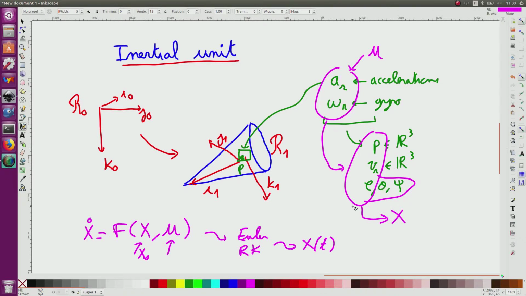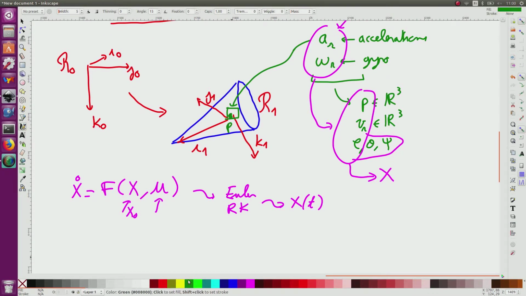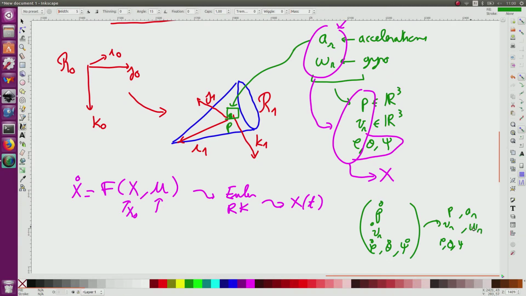So to have this, I will have to write P dot, VR dot, and phi dot, theta dot, and psi dot, all with respect to themselves, so P, VR, phi, theta, and psi, but also with respect to AR and omega r. So I will start with this one.